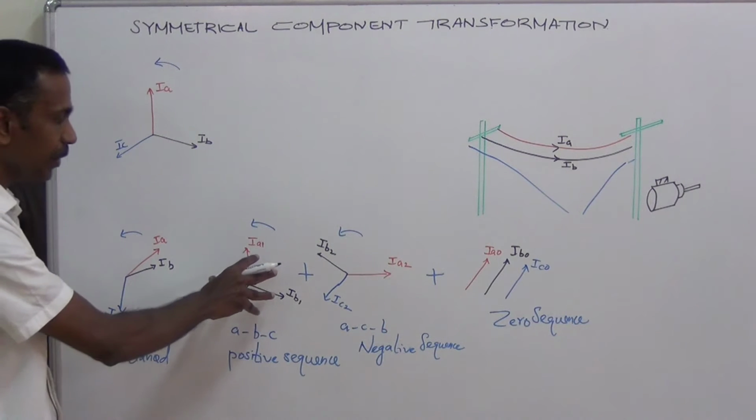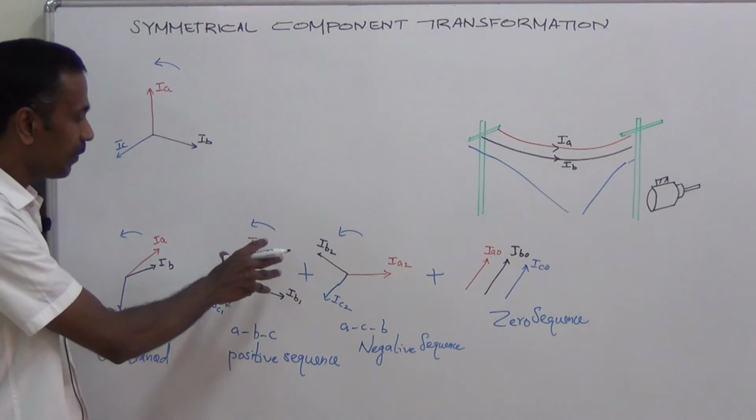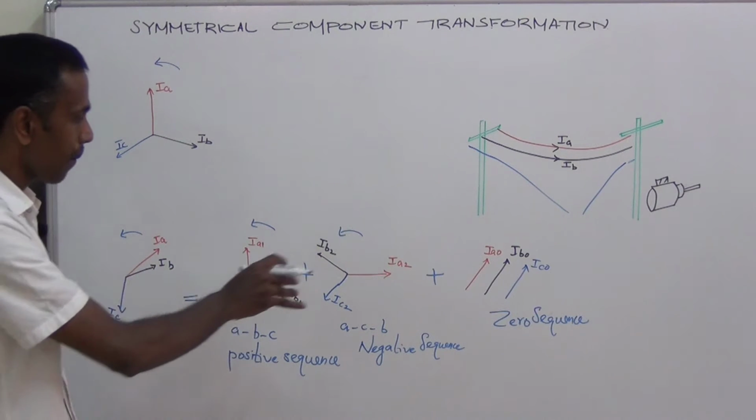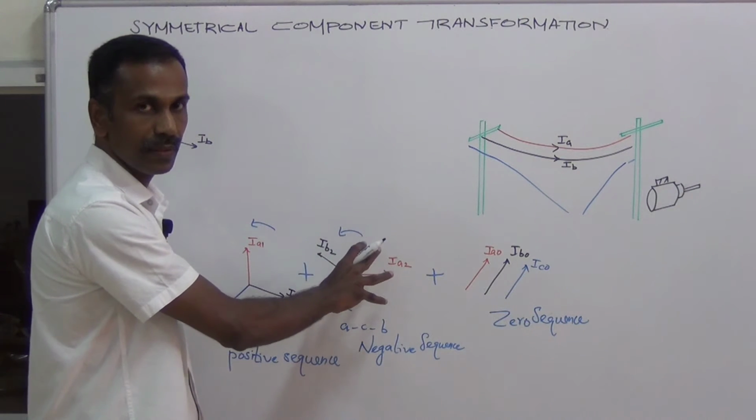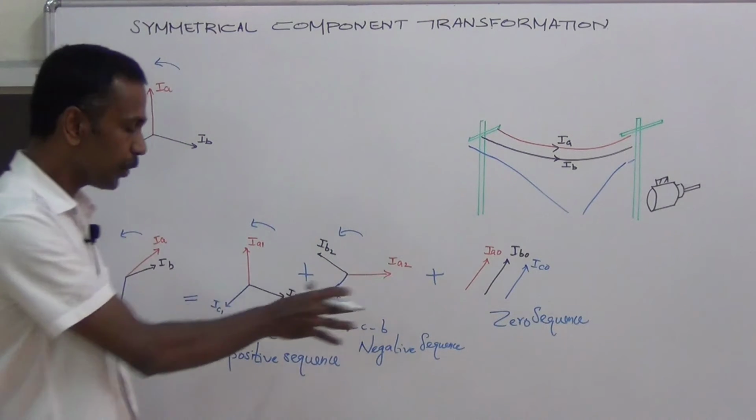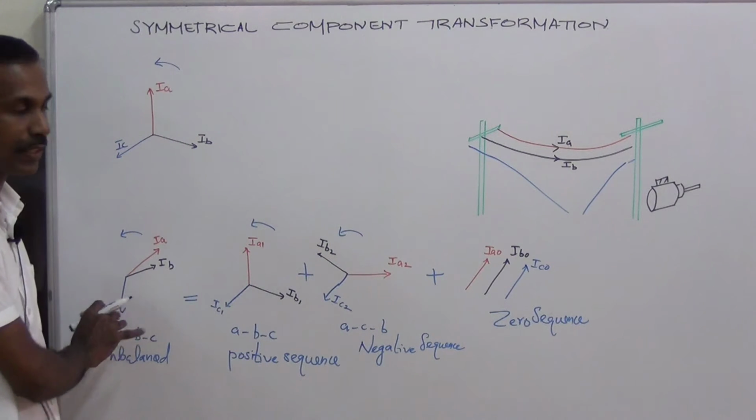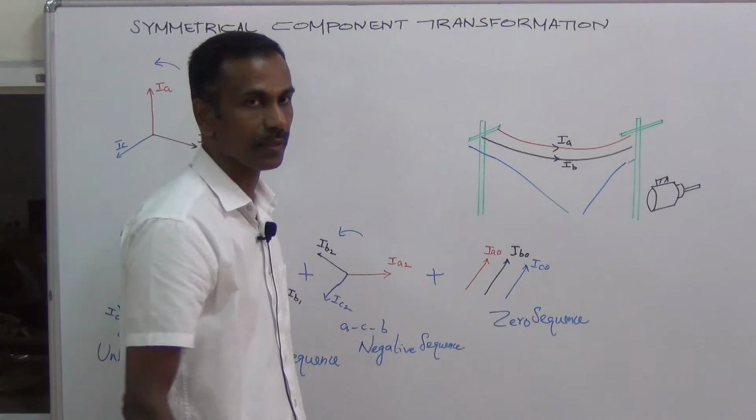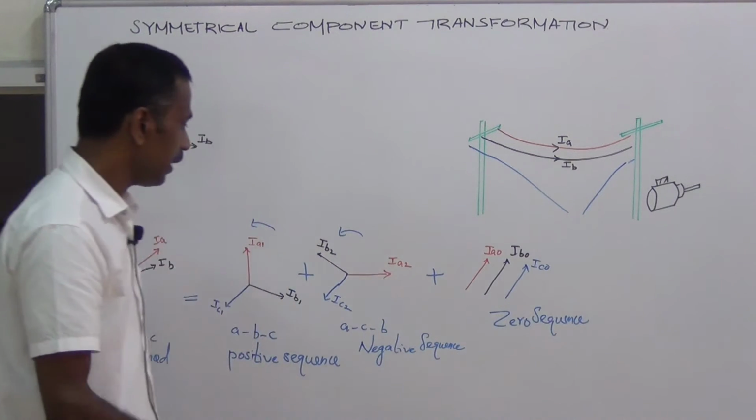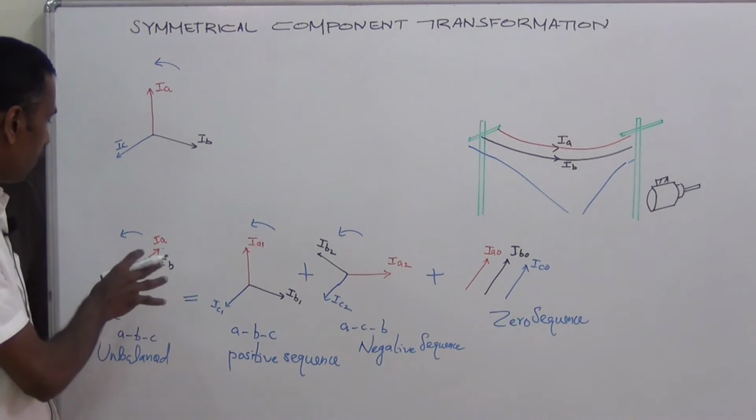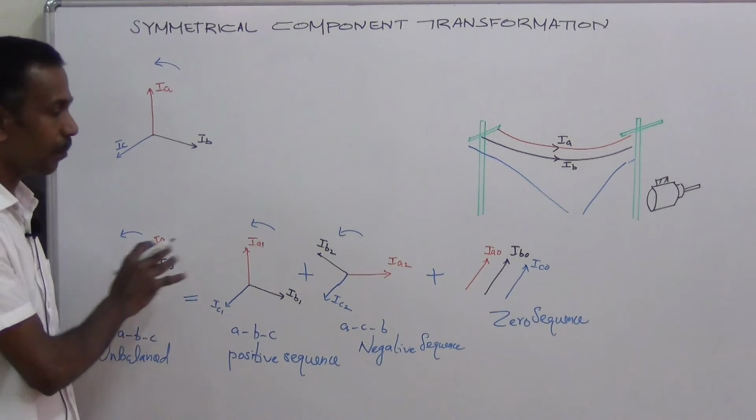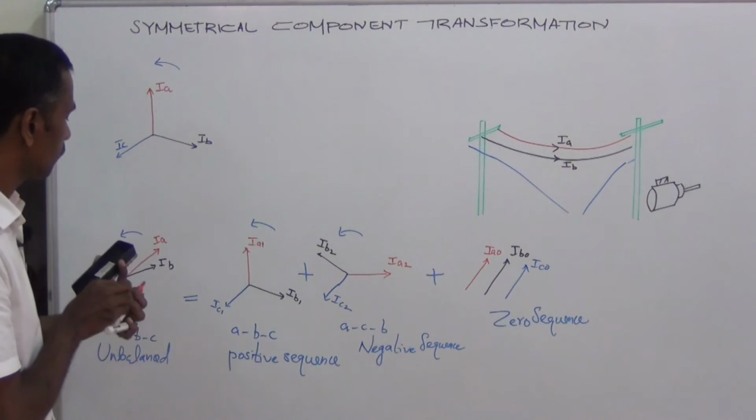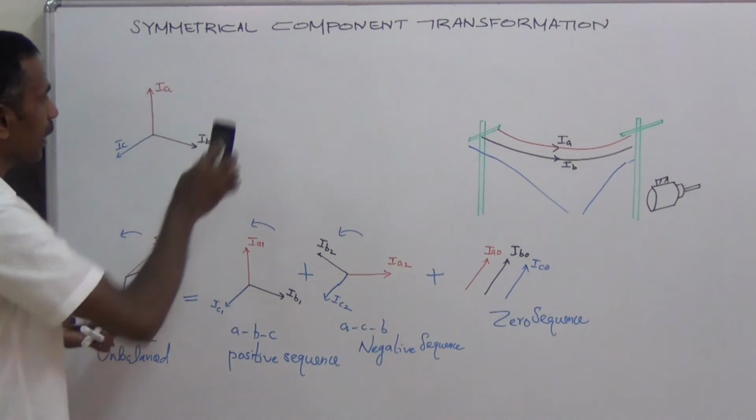So positive sequence vectors have the same phase sequence as the original unbalanced vectors. Negative sequence vectors have the phase sequence opposite to the original unbalanced vectors, and the zero sequence vectors all are in the same direction. Now we will check whether we can form these unbalanced vectors by adding these three sequence vectors. We'll consider one particular case.